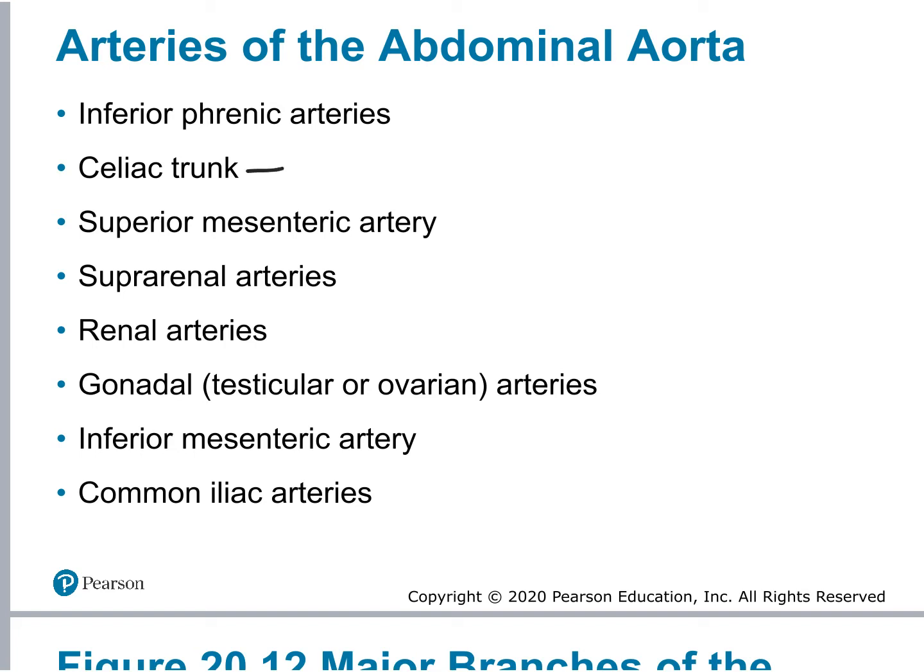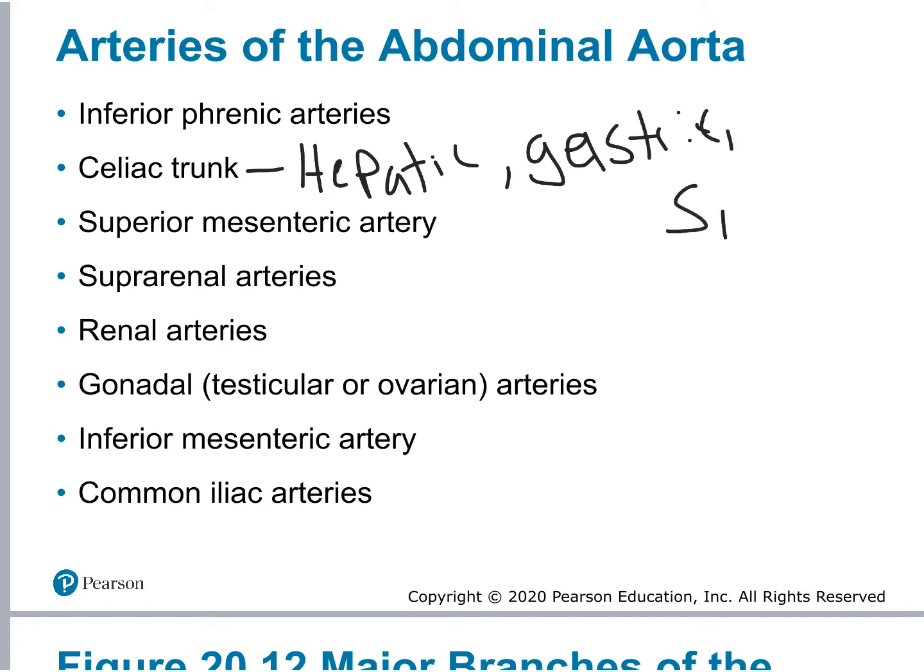The celiac trunk has three immediate branches. There's the hepatic artery. Hepatic means liver. So the hepatic artery, which is a part of the celiac trunk, goes to the liver. Then we have the left gastric. We're just going to say gastric, but it's also known as the left gastric artery. It is going to the stomach, because gastric means stomach. And then we have the splenic artery.